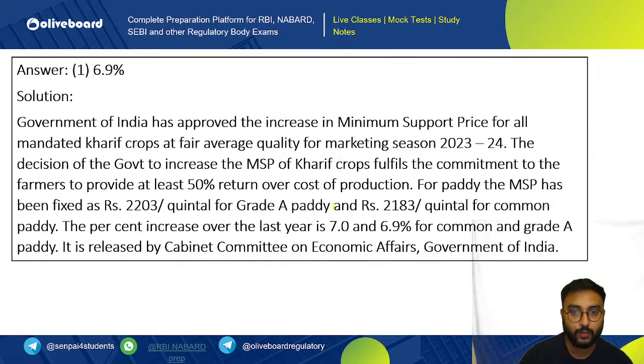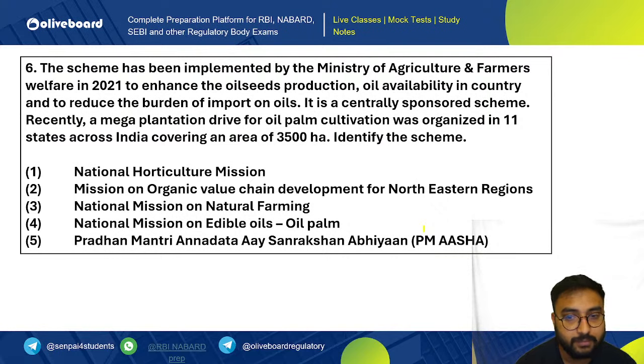Okay, and if you see the common grade paddy 7% increase is there, and for grade A paddy 6.9% increase is there in their prices, if you compare from last year to the present year 2023-2024 MSP prices for kharif crops. The scheme has been implemented by Ministry of Agriculture and Farmers Welfare in 2021 to enhance oilseed production. Oil palm, that should be your answer, National Mission on Edible Oil, oil palms.